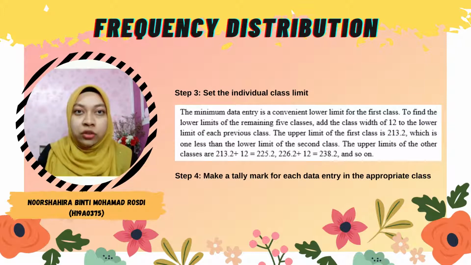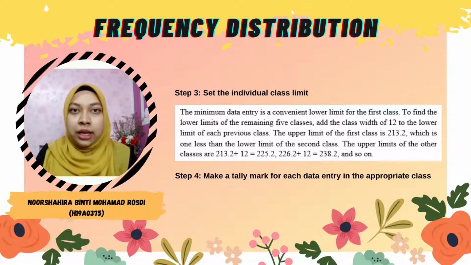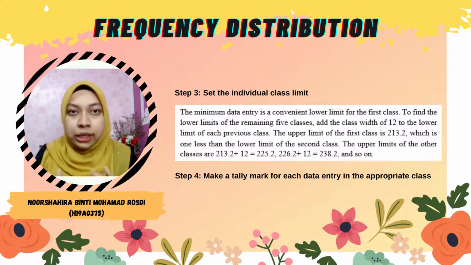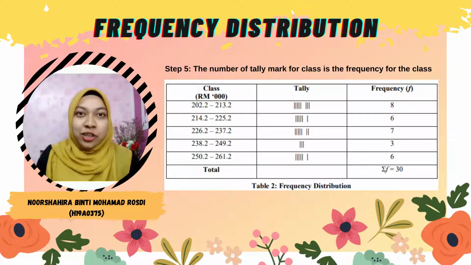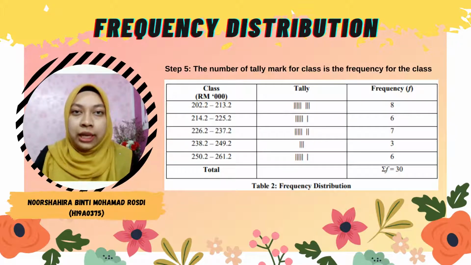For step 3, we need to set the individual class limits. The minimum data entry is a convenient lower limit for the first class. To find the lower limit of the remaining 5 classes, add the class width of 12 to the lower limit of each previous class. For example, 213.2 plus 12 equals 225.2, and this step will be continued until the last class. For step 4, you just make a tally mark for each data entry in the appropriate class. For the last step, the number of tally marks for a class is the frequency for the class. The result will show in the table.